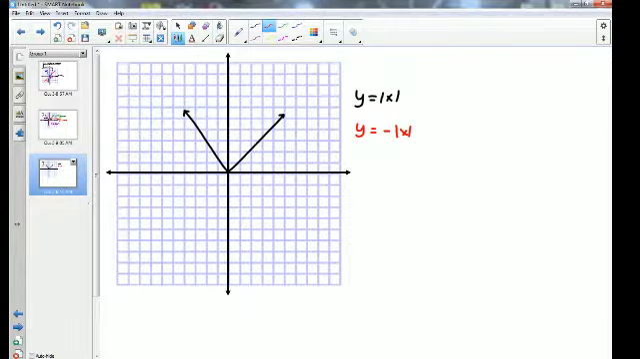Yeah, negatives are a real downer. If you want to memorize that, fine. Mathematically, this is a reflection over the x-axis.